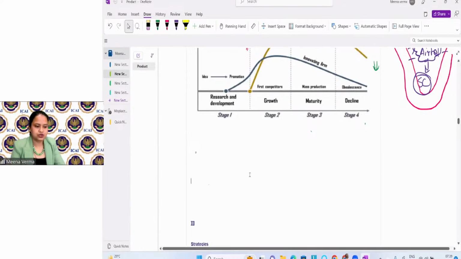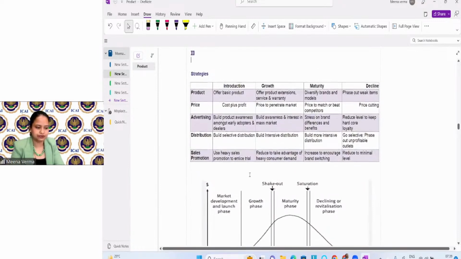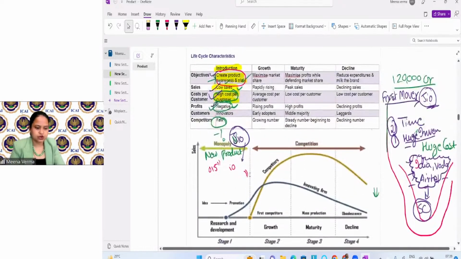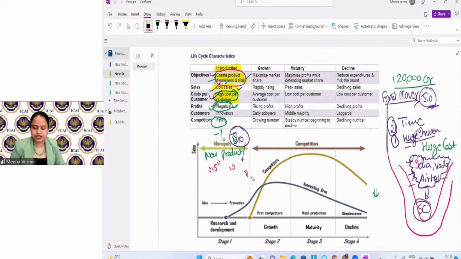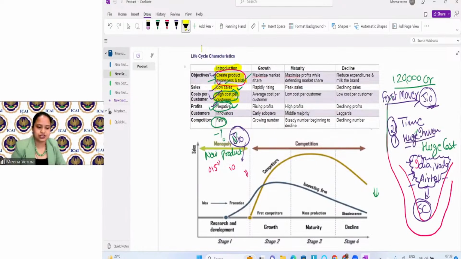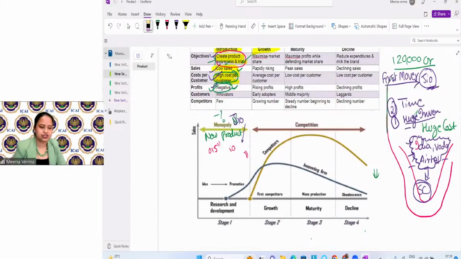Okay, so after this, what do we have? After the introduction stage, the product will reach to what? After the introduction stage, the product will reach the growth stage. Now, what happens in case of growth stage?